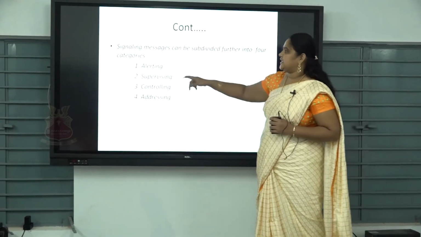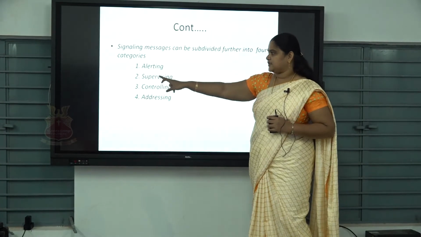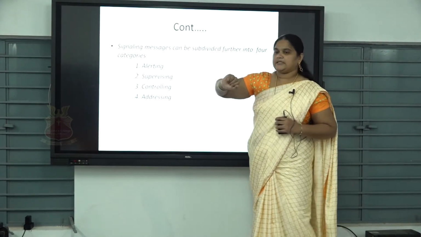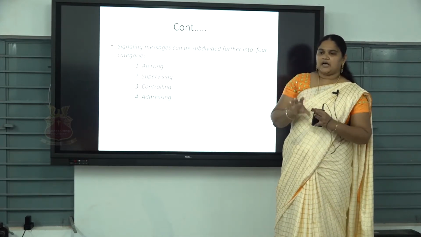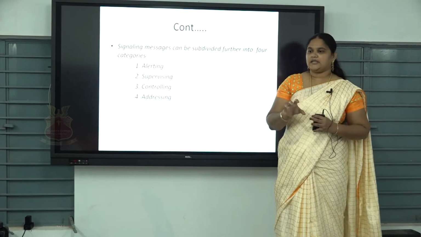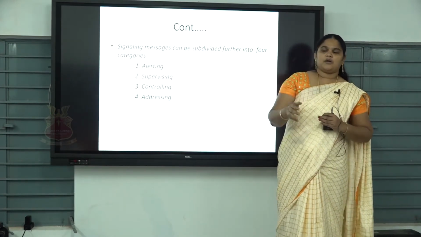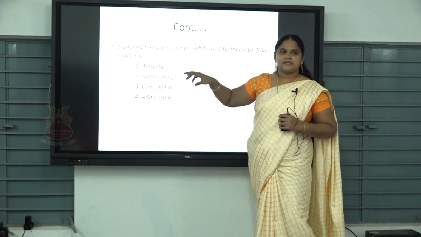Again, station signaling is subdivided further into four categories: alerting, supervising, controlling, addressing. Alerting signal means it is an audible sound. In our house, if the phone is ringing, we hear the sound, so we can go and pick up the call. So it alerts us that an incoming call is received.